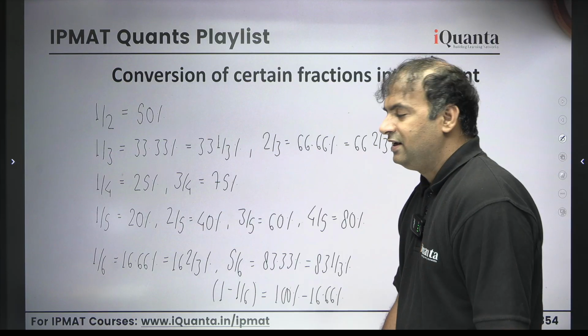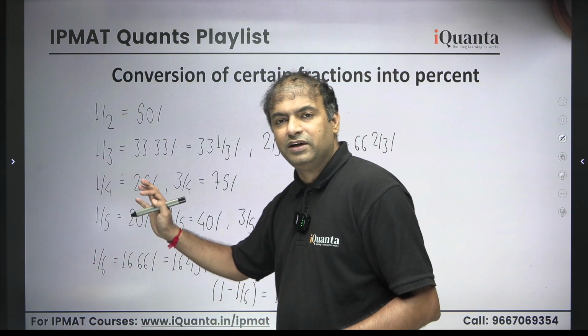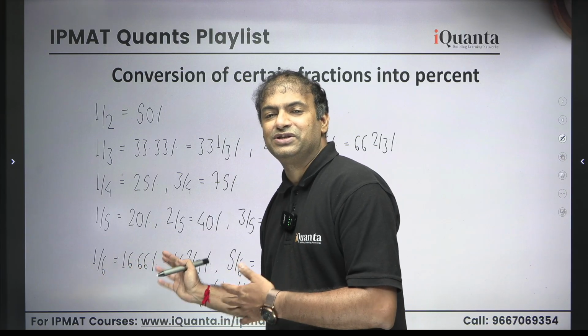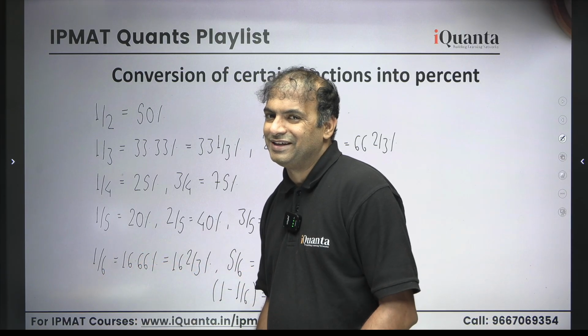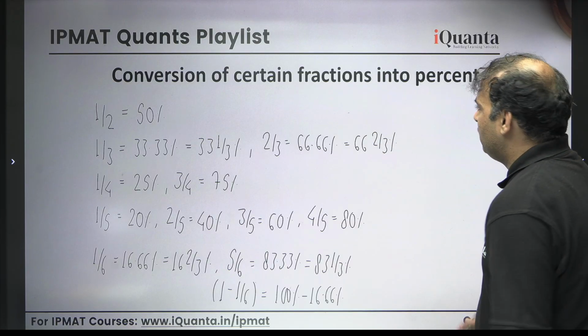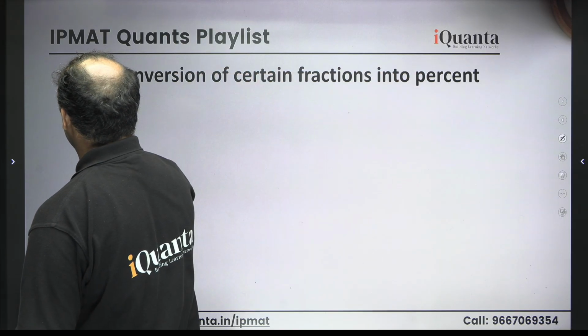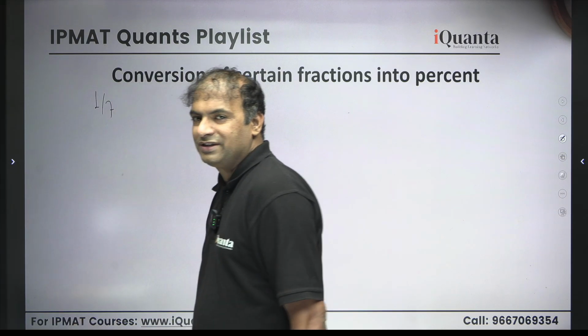Also we can call this 83 and 1 by 3 percent. All right. Now if you multiply this by 6, we have multiplied till 5. If you multiply by 6, 6 into 1 by 6 is 1, which is obviously 100 percent. So no need to write this here. All right, now if we increase the denominator, numerator is still 1. Let's say the denominator is 7 now, right?